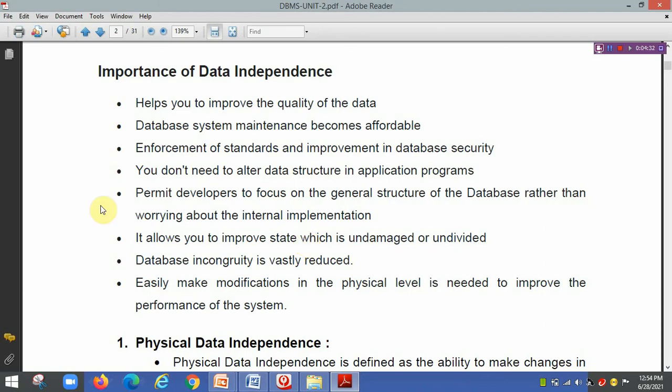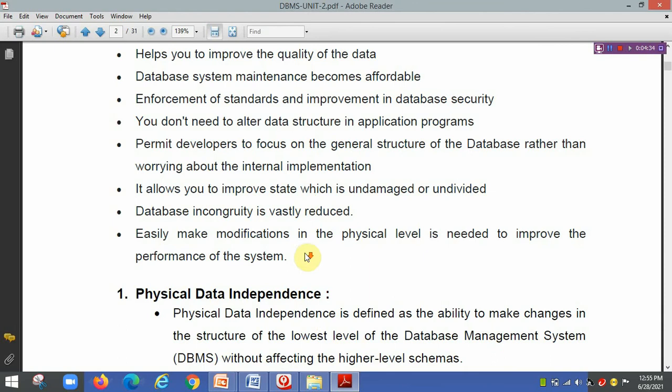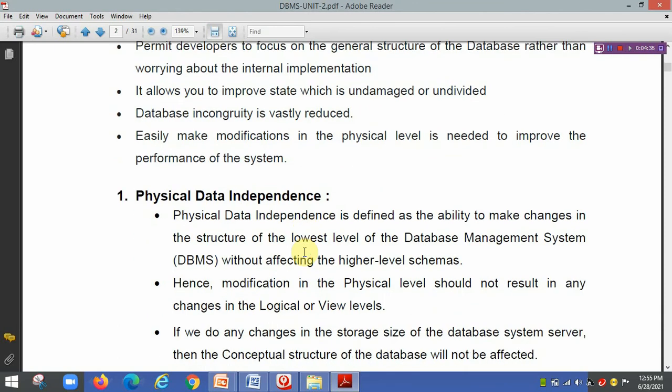Let us discuss the types of data independence. First is physical data independence. Physical data independence is defined as the ability to make changes in the structure of the lowest level of the database or the DBMS without affecting the higher level schema. Okay, all of you remember this.